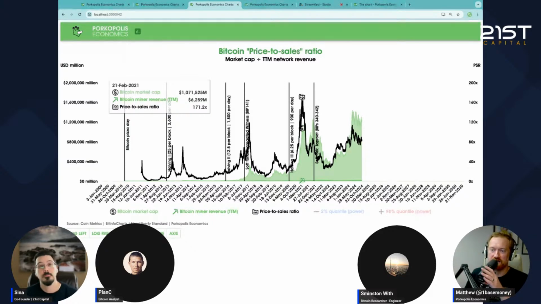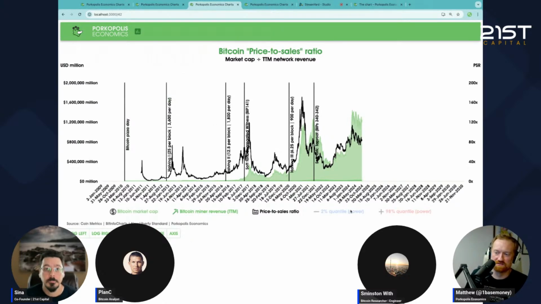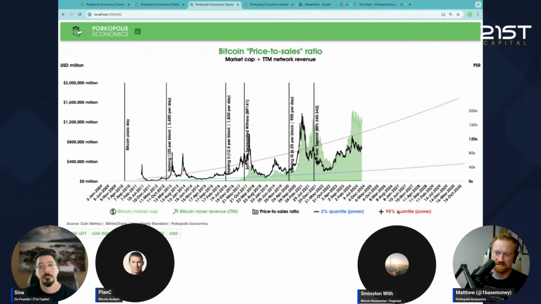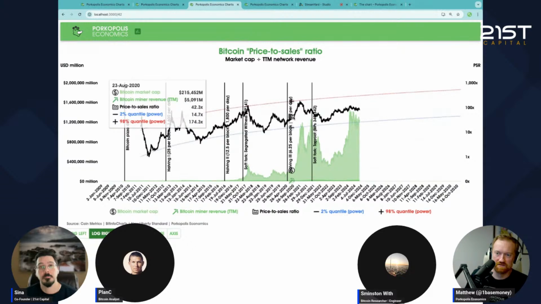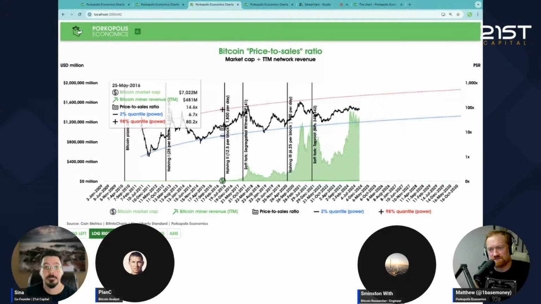But I am curious if we can, as you like to do, find nice bounds to make oscillators. I'm going to draw a 2% and a 98% on this. Let's even put it on log so you can see it even better. Wow, that's actually really good. This is a power regression of the price to sales ratio. It's not a great R squared, something like two thirds, 67%.